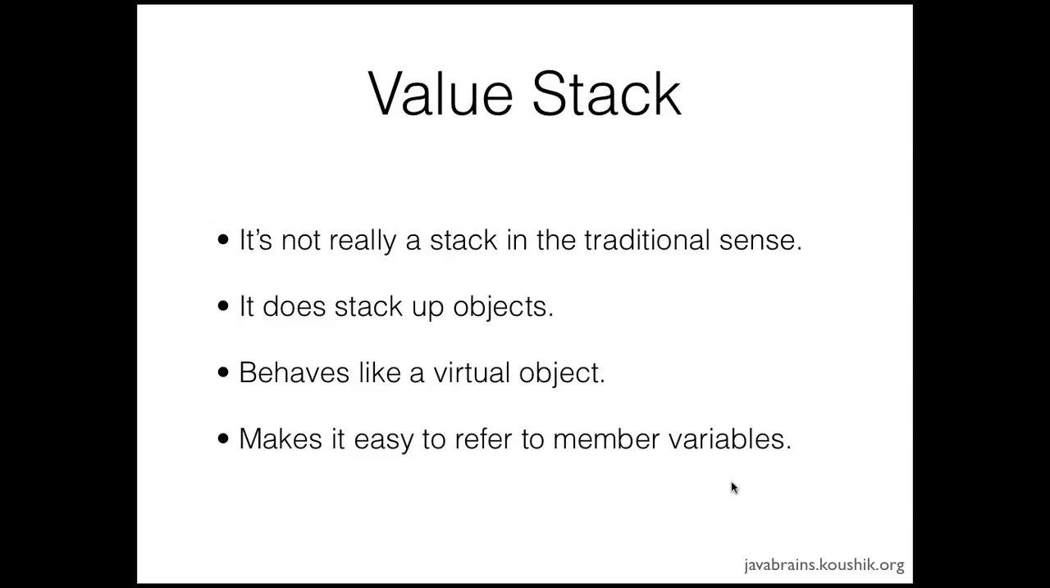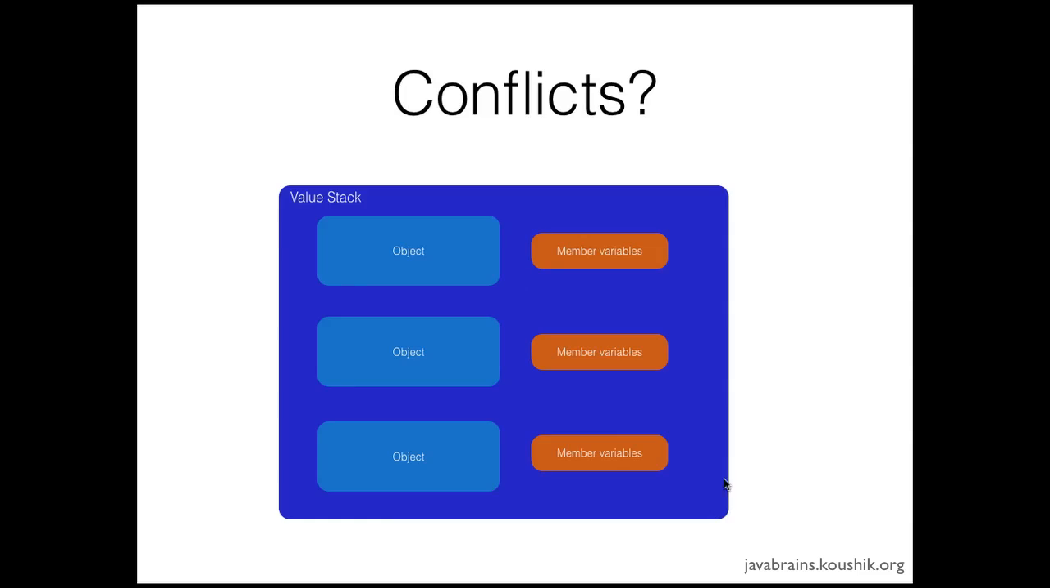Well, there is actually one catch here. How about if you have two objects in the value stack that contain the same member variable name? How does the value stack handle that? Because that's a problem, right? We have different objects which can have member variables, and then the value stack kind of assimilates all those member variables. Now, what if both of them have a common name? How does the value stack handle conflicts?